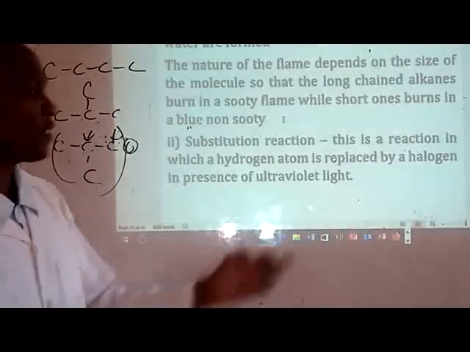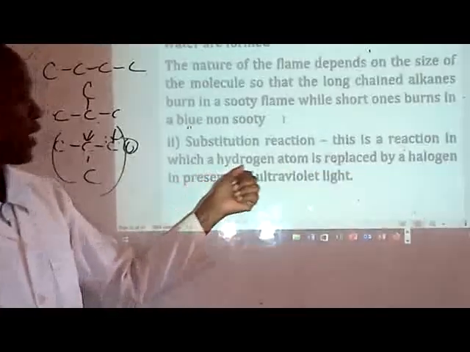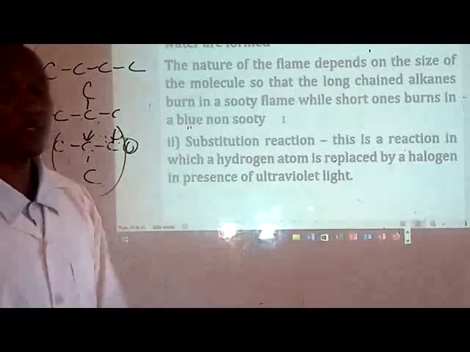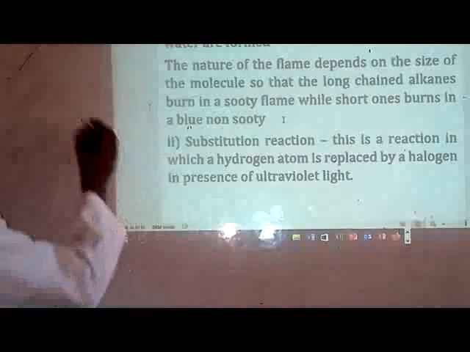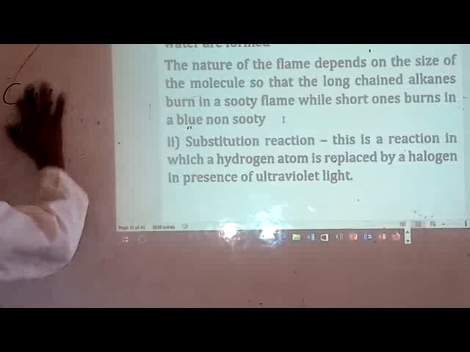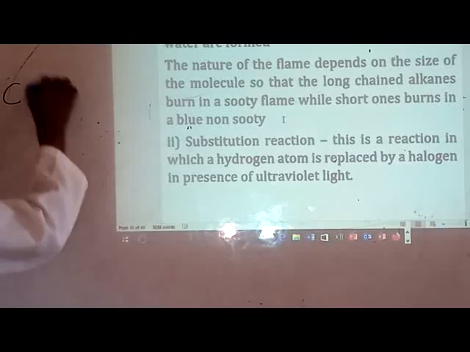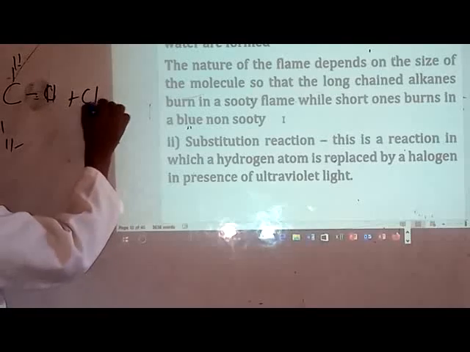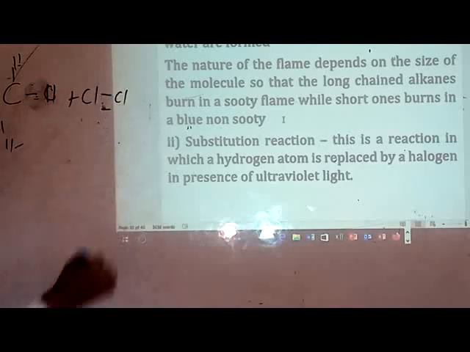Now, what is a substitution reaction? This is a reaction in which a hydrogen atom is replaced by a halogen atom, in the presence of ultraviolet light. When you react a halogen with methane, let me put it this way, and you react that with chlorine, I'll put the chlorine like that.